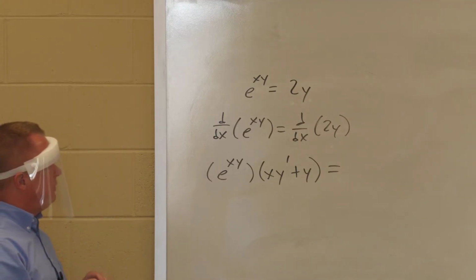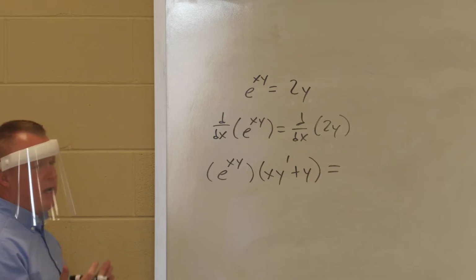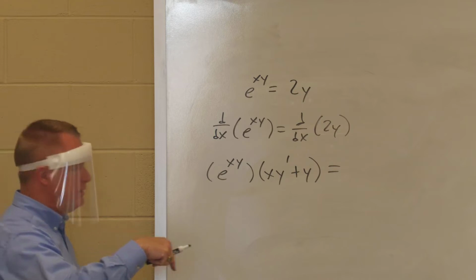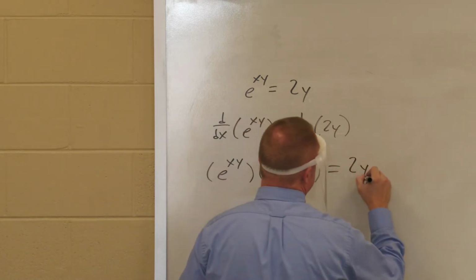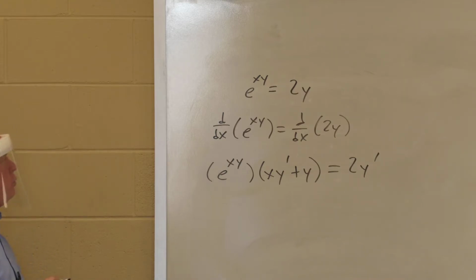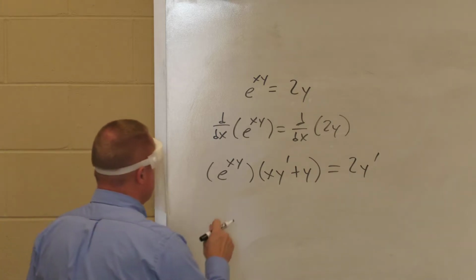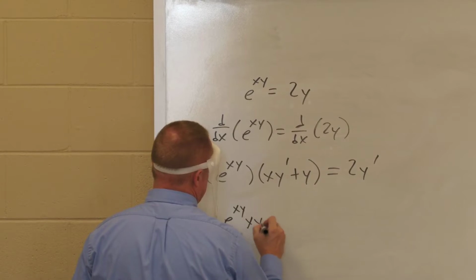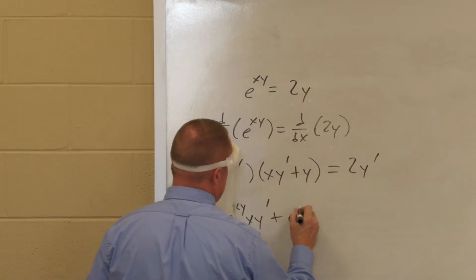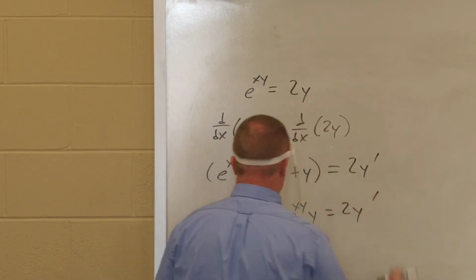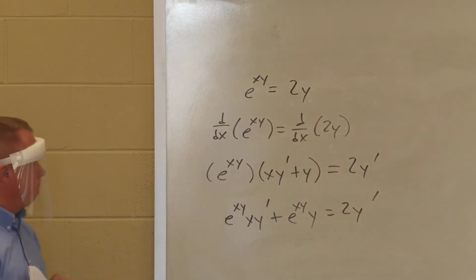Right side, I've got 2y. The derivative of that, well, the derivative of 2y would just be 2. But then if I multiply by the derivative of y, means I got to have 2y prime. Okay? Questions about that? Distribute. So I have e to the xy times x y prime plus e to the xy times y equals 2y prime.